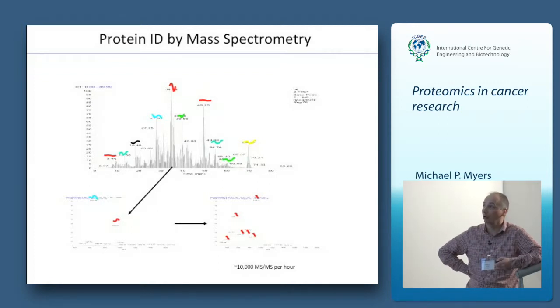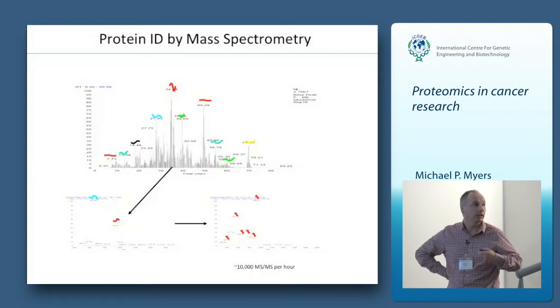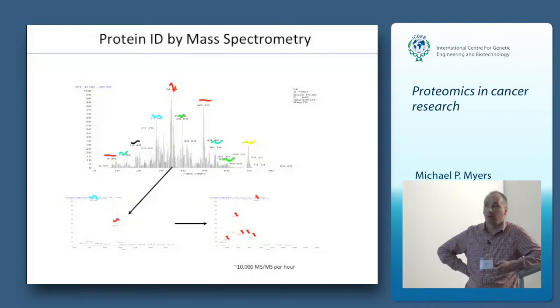A typical modern mass spectrometer will generate tens of thousands of these per hour. So it's really a data-rich workflow. The problem is you're generating 10 or 20,000 of these spectra per hour. Most of them are garbage. Most of them don't give a peptide match. Most of them don't match to anything.